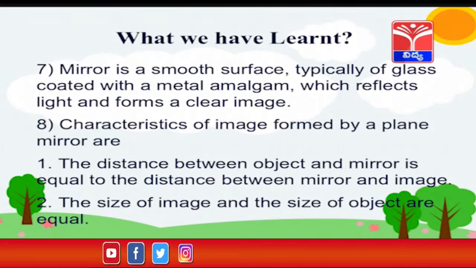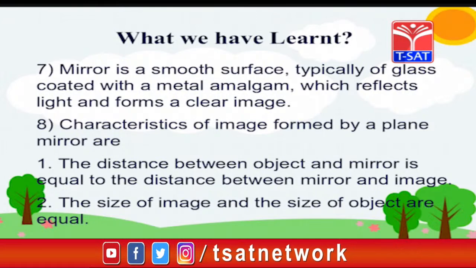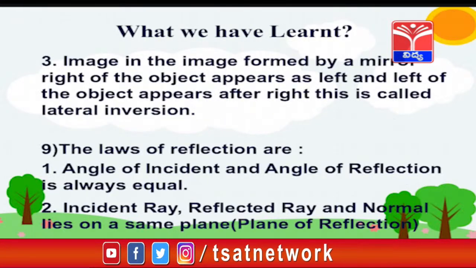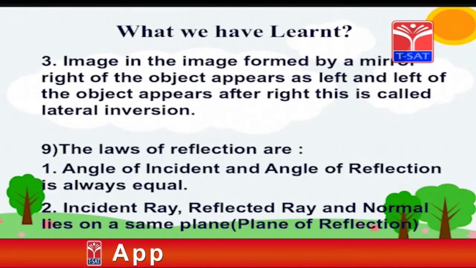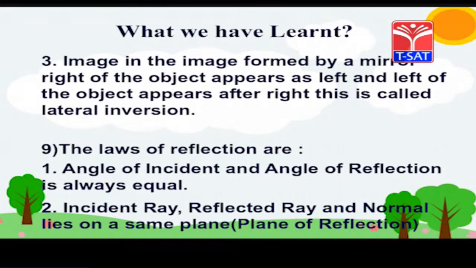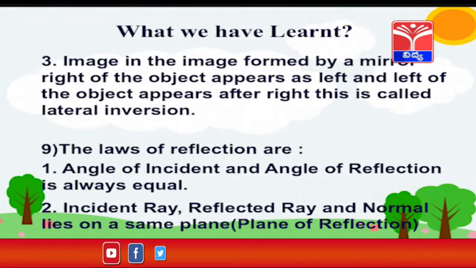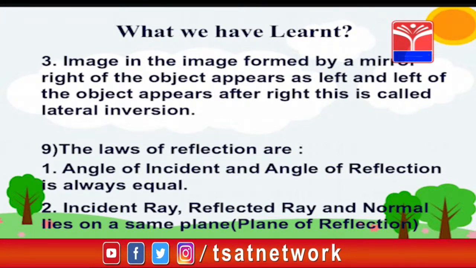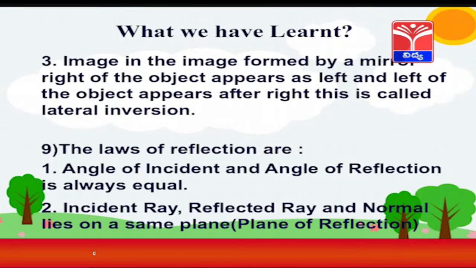The size of the image and the size of the object are equal. In the image formed by a mirror, the right of the object appears as left and the left of the object appears as right. This is called lateral inversion. Angle of incidence and angle of reflection are always equal. Incident ray, reflected ray, and normal lie on the same plane. This is called the plane of reflection.